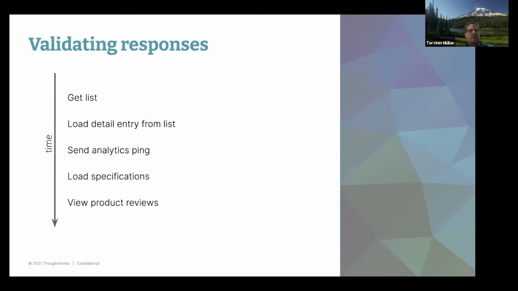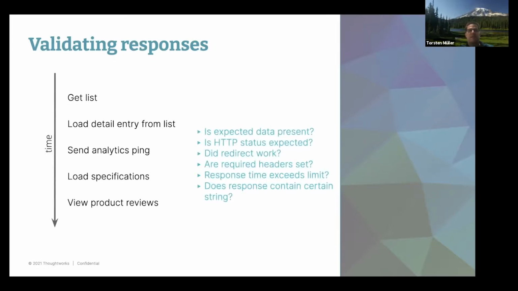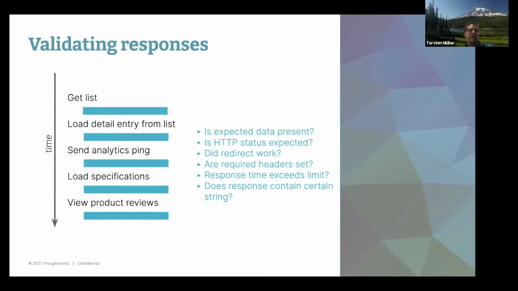And of course, that's all well and good, but we might want to know, is the data that we expect actually there? Or is the status expected? Do we get a 200 or will we get a 404? Did the request actually work? Did we get a 500? Are the required headers set? So there's all these questions that allow you to determine whether that request actually succeeded. And so that's what the checks do. And of course, you could have them after each and every request.